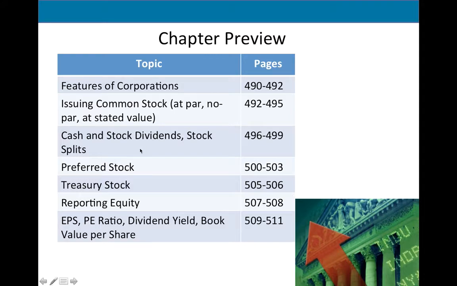We'll talk about preferred stock and how to calculate preferred dividends. Then we will look at treasury stocks and 3 types of journal transactions. I will skip reporting equity. You can read on it in the textbook. And then the chapter finishes up with 4 different ratios related to this information.